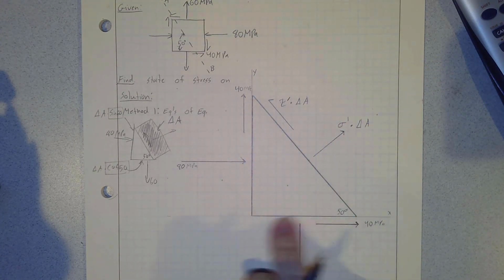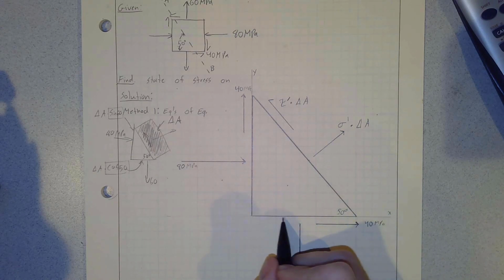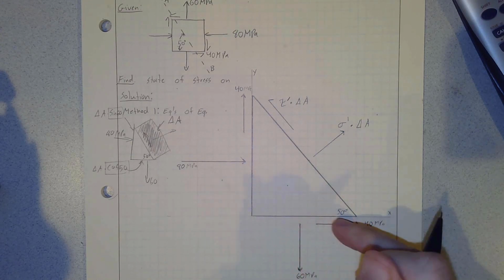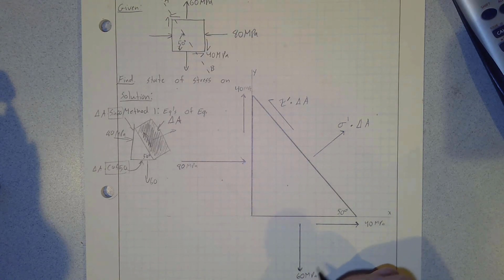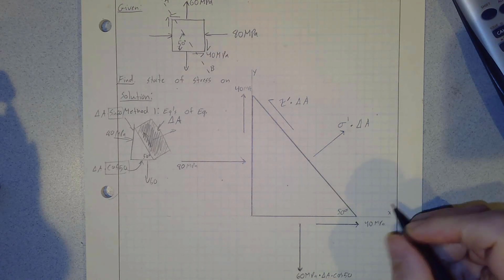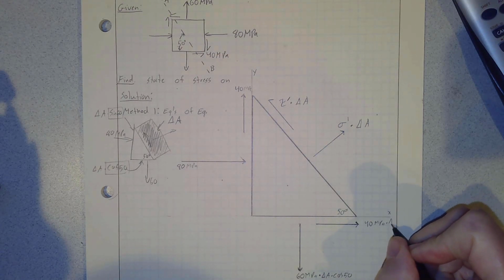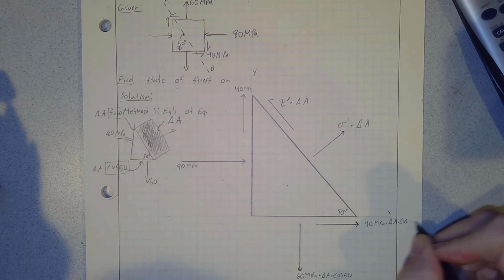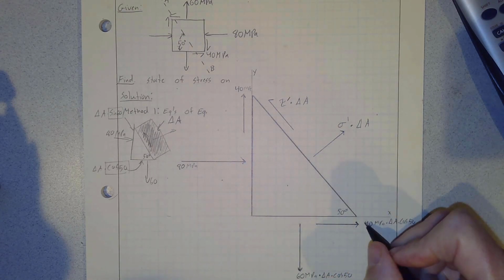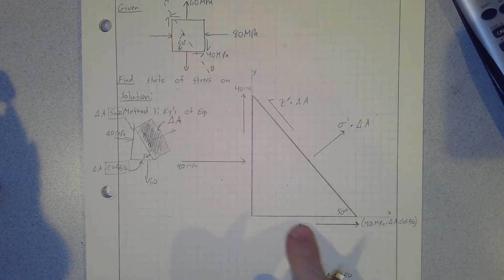And down here, these two are both on the bottom surface, which we said is the adjacent angle here from 50. So it'd be 60 megapascals times delta A times cosine of 50. And up here will be 40 megapascals times delta A times cosine 50. So that's going to be the magnitude of that shear stress converted into a force on the bottom. This is the magnitude of the normal stress times area, so force on the bottom.